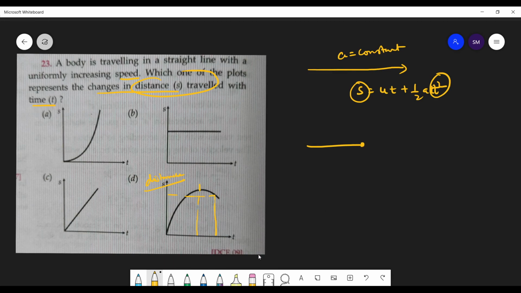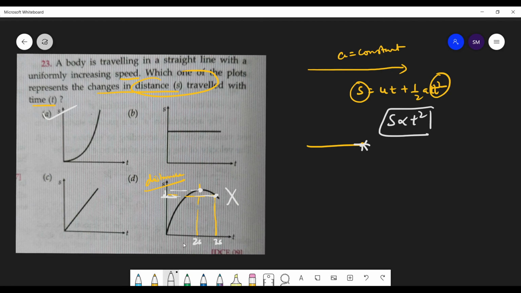You reached from here to here. Tell me how you can decrease the distance. Either you can stop, or if you move in any direction, distance will increase, or move back, still the distance will increase. So this is not a possible graph of any kind of motion, because here at 2 seconds suppose, and at 3 seconds it is decreasing the distance, so that's not possible. And here s is directly proportional to t square, so we will have this parabola. So A is the correct answer for this question.